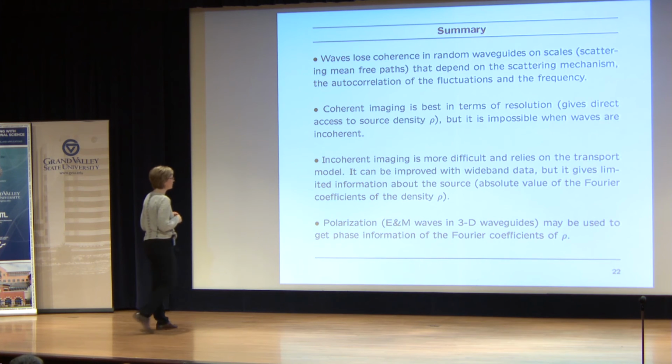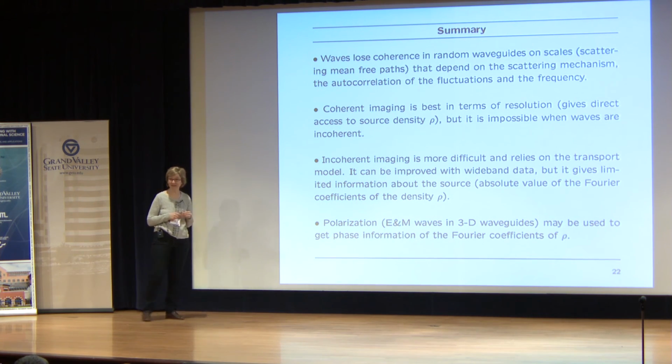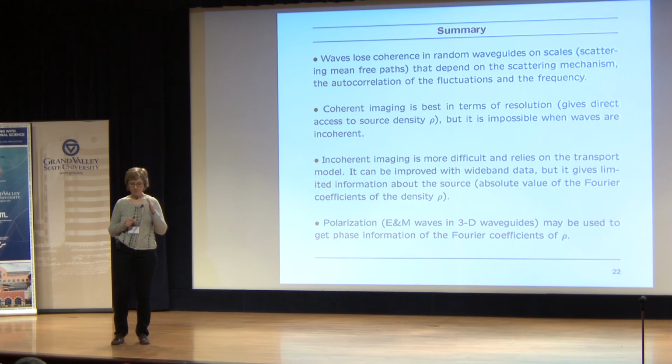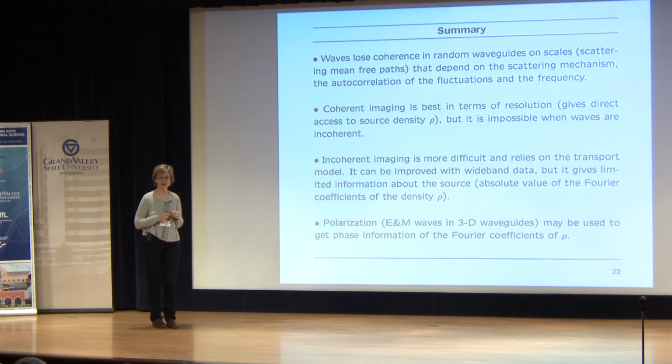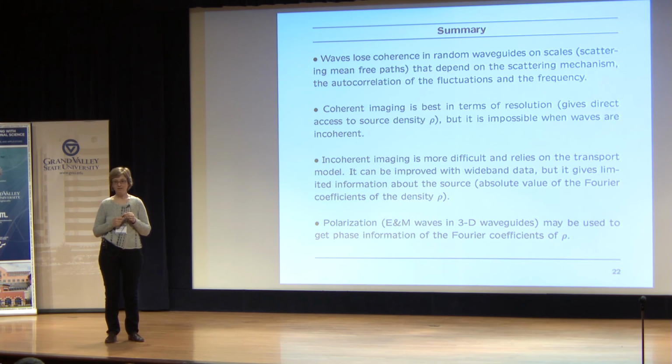And now there are other things that one can add. For example, 3D waveguides. The fact that we only got the absolute value of the Fourier coefficients had to do with the fact that mode by mode, the waves decorrelate. However, if you have 3D waveguides, for example with electromagnetic waves, you have modes that propagate with exactly the same speed, and there are many components that propagate with exactly the same speed.